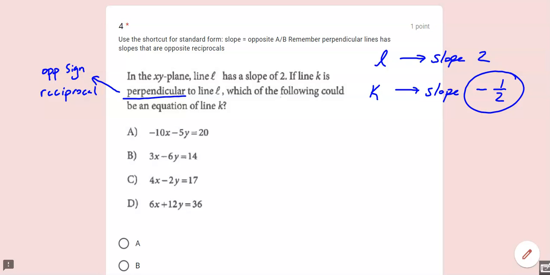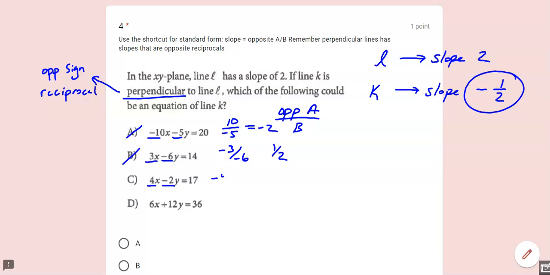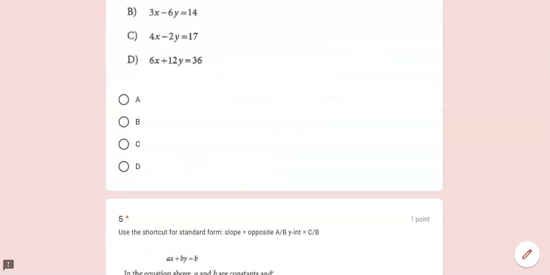So here we go. Opposite of A over B. That's the game to find the slope quickly. So opposite of A over B, well, that's a -2. So it can't be U. Opposite of A over B, that's a positive 1/2. Close. Opposite A over B, that's a positive 2. Nope. Hopefully this one works. Opposite of A over B, and that's what we're looking for. Boom. Now, if you would have had to rewrite all those, it would take much longer. So this little shortcut speeds things up considerably.